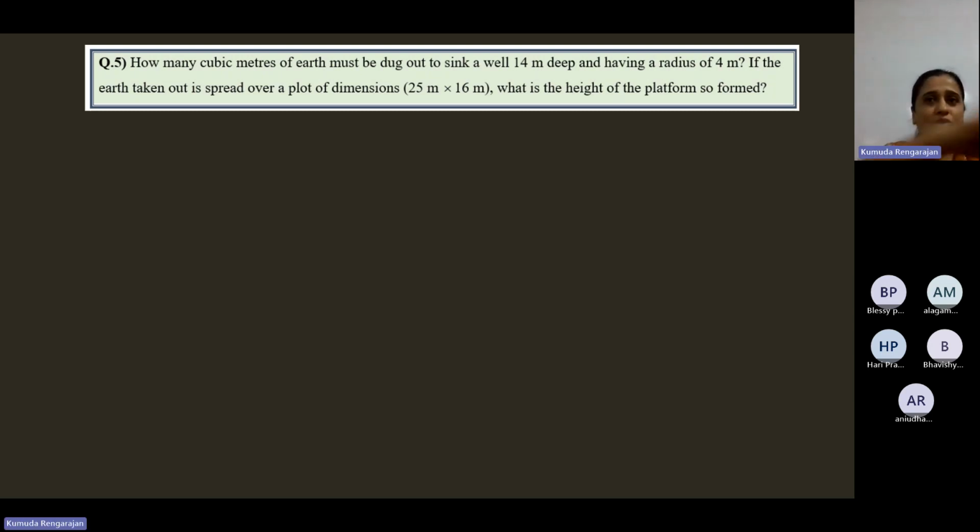So when you dump it there and you level it, there's a platform kind of thing formed. So what is the height of the platform? That is the question.